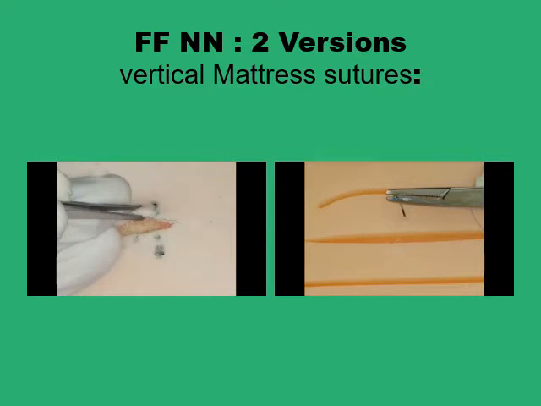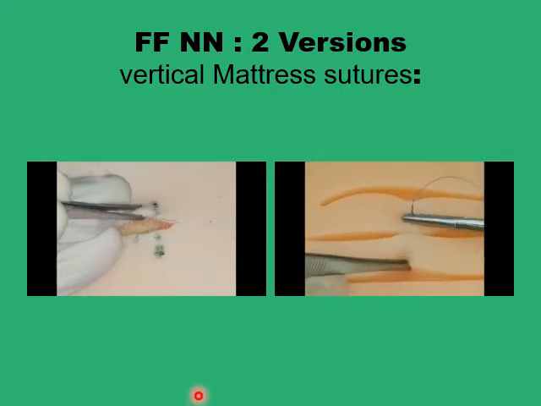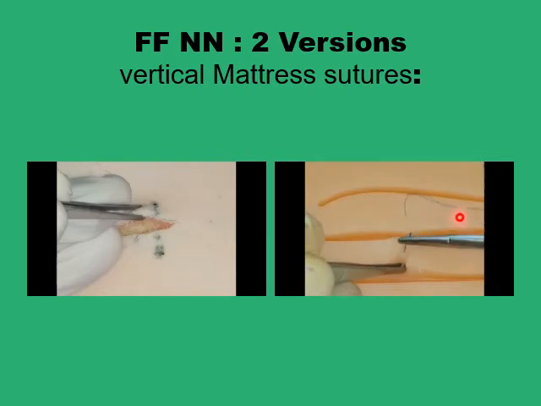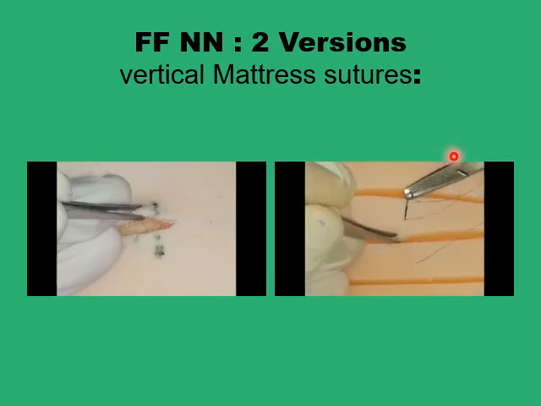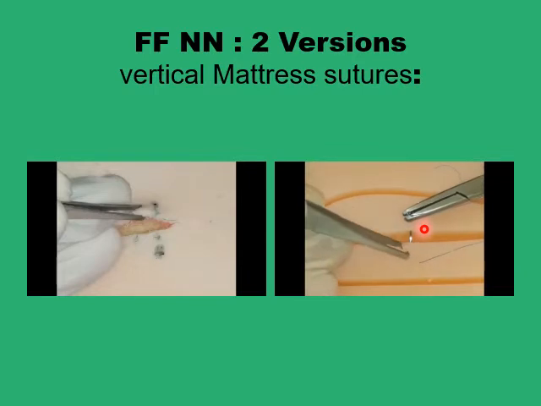There is another version of the far near suture. This is the other version. You take a far to far first, and then rather than doing the near on the same side, you do the near on the other side, again through the dermis.